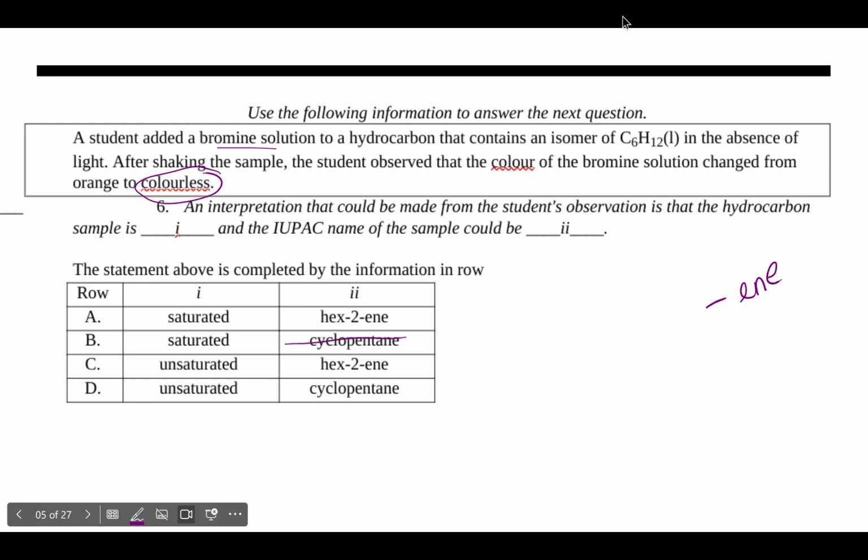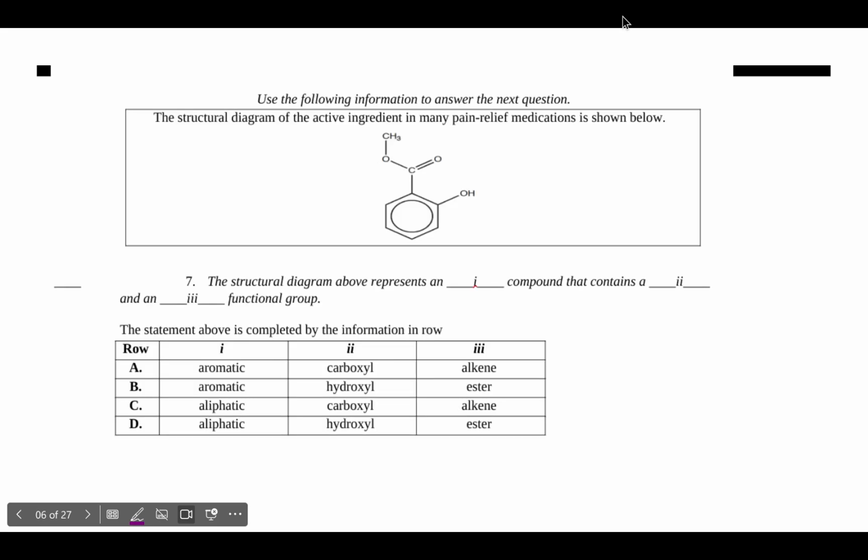So we can take away the two that said ANE, and if you're ending in ENE, you are going to be unsaturated. So this is showing that we know the bromine test. It is also showing we know the terms saturated and unsaturated. I believe we did one similar like this in a different video, but let's do it one more time.